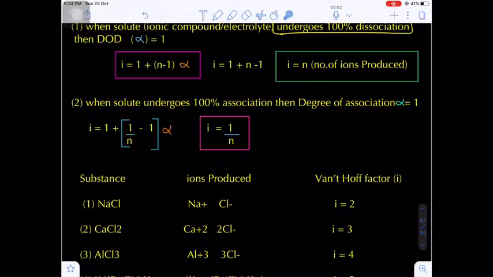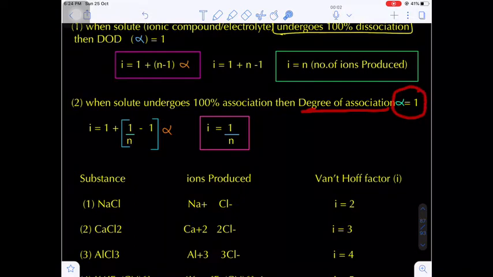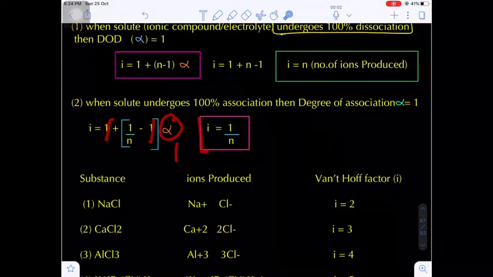Next, when the solute undergoes 100% association, the degree of association alpha equals 1. So here I am writing the alpha value as 1. So plus 1 minus 1 gets cancelled. So the iota value equals 1 upon n.